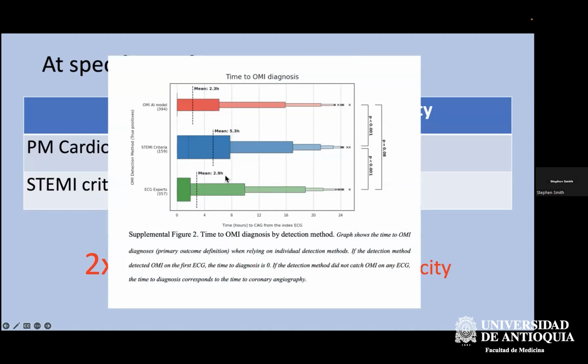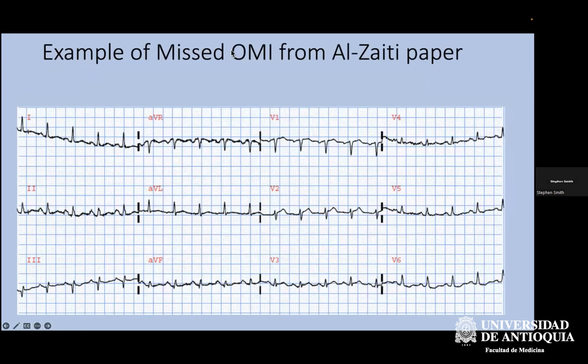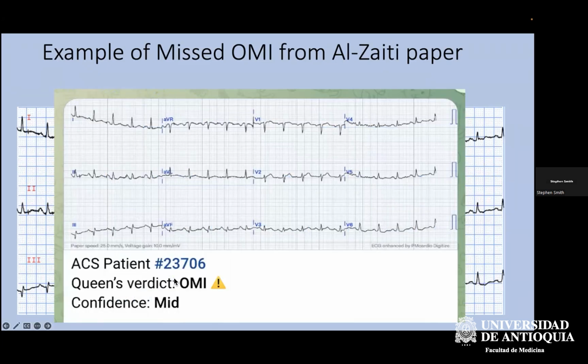So much faster reperfusion. This is an example of a missed OMI from the Al-Zaiti paper. In other words, the Al-Zaiti algorithm did not diagnose this. Now, I can tell you right now, these are hyperacute T waves here. They are far too big for that tiny QRS. And I was wondering how the PM Cardio Queen of Hearts would work on this. So I submitted it to the Queen of Hearts, and the Queen of Hearts gets OMI with mid-confidence on this EKG.